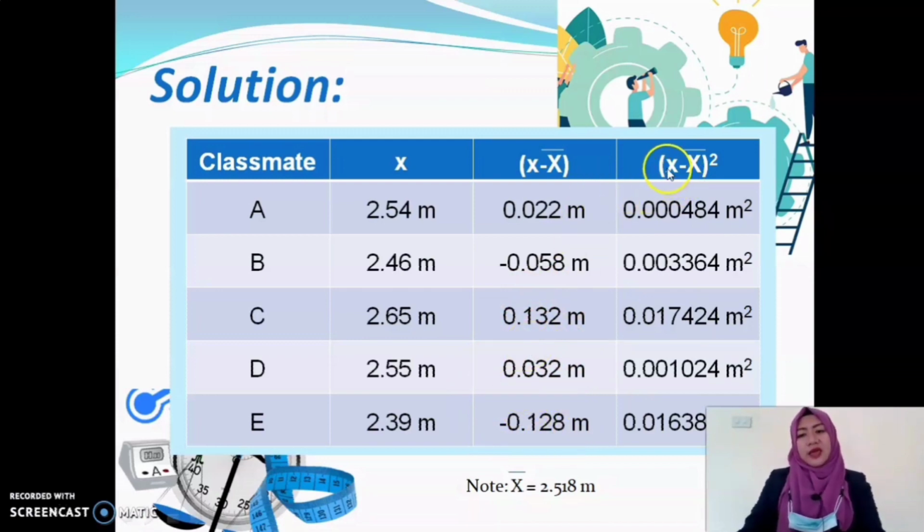How are we going to get x minus the mean squared? So you just have to get the value of this. You square that. For example, 0.022 meters, you square this and you will get 0.000484 meters squared. Or you can just directly multiply this number into itself. For example, 0.022 meters, multiply that by 0.022 meters, you will also get 0.000484 meters squared. And you do that process until you can get that value.